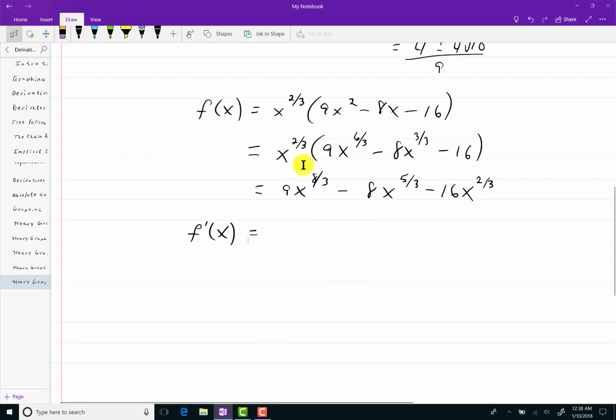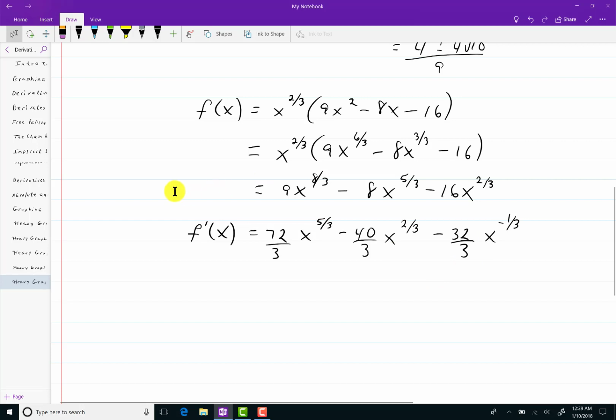So I'll get 72 over 3 x. Now you've got to subtract 1. You've got to subtract 3 over 3 from that 8/3 and get 5/3. Then I have minus 8, but I multiply by the 5/3, so that'll give me minus 40 over 3 x to the 2/3. And then I'll multiply 16 by the 2/3 to get minus 32 over 3 x to the negative 1/3.